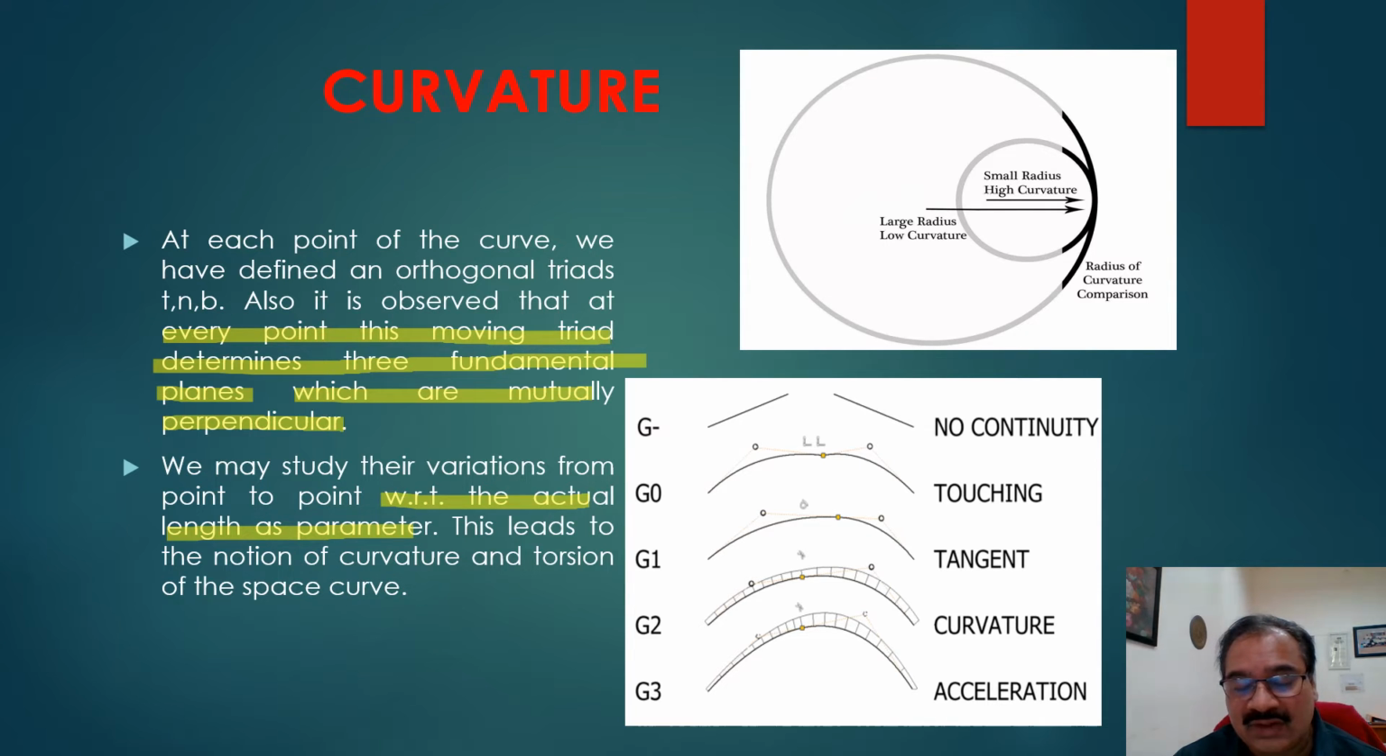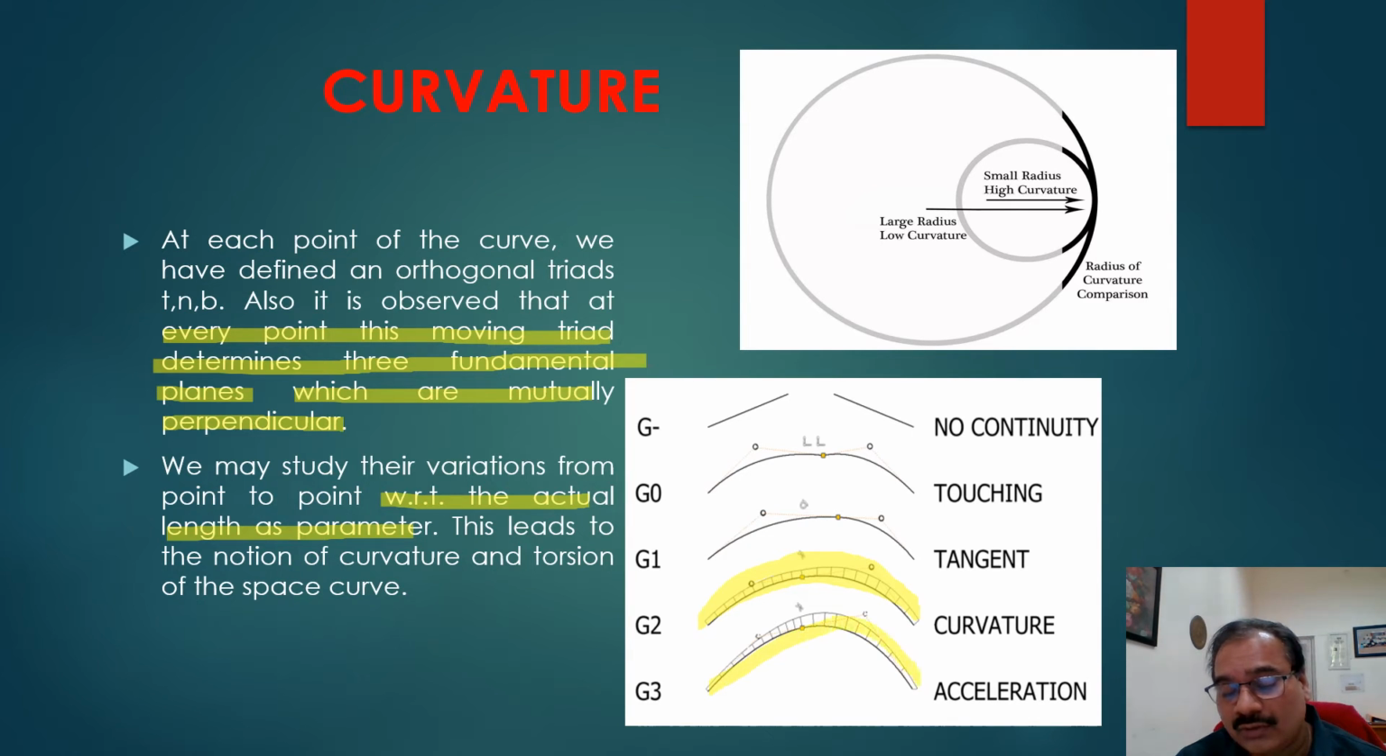If you look at the curve here, in this figure, there is no continuity. But here, this is the point of contact, and they are touching through this point. Here this is called the tangent, the tangent at this point. But here, this is the curvature. Just look at the curve. This is the curvature. And whenever we talk about acceleration, it is like this.